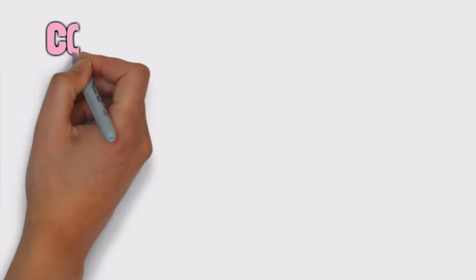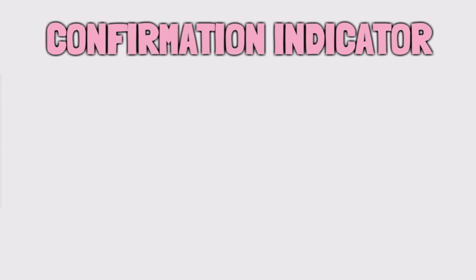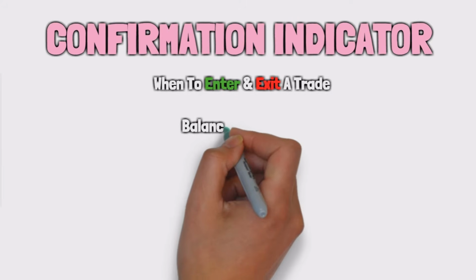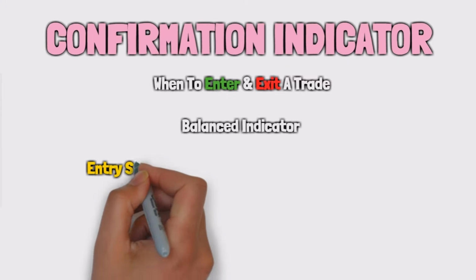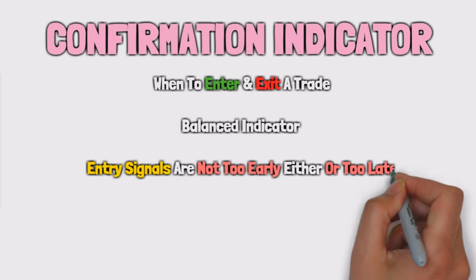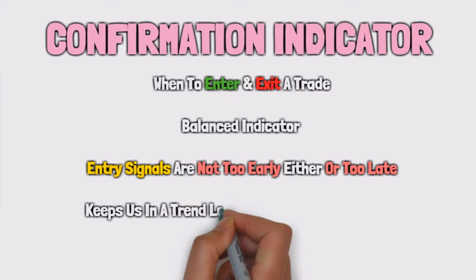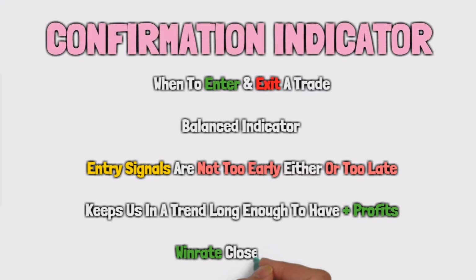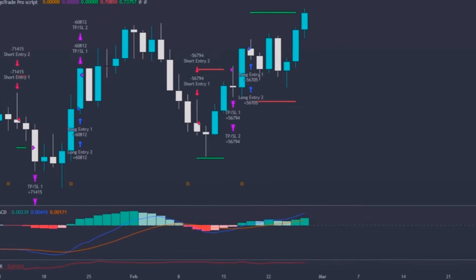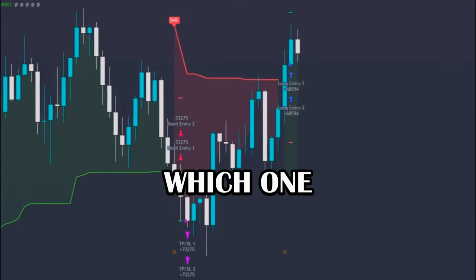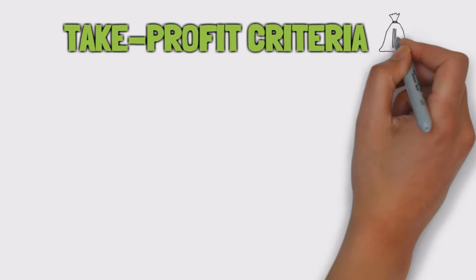The confirmation indicator is intended to tell us when to enter and also when to exit from a trade. As such, it must be a balanced indicator, which does not give us entry signals either too early or too late, which keeps us in a trend for the time necessary to have the highest possible returns, and which has an acceptable win rate, ideally close to 60%. In today's episode, I will show you how to test confirmation indicators and how to know which one is the best for your strategy. Before that, let's just establish our take profit criteria.